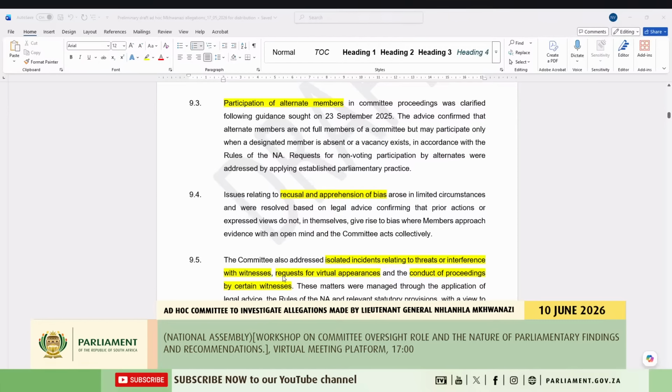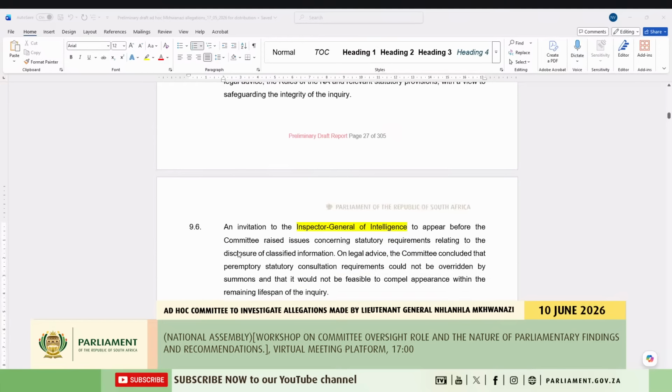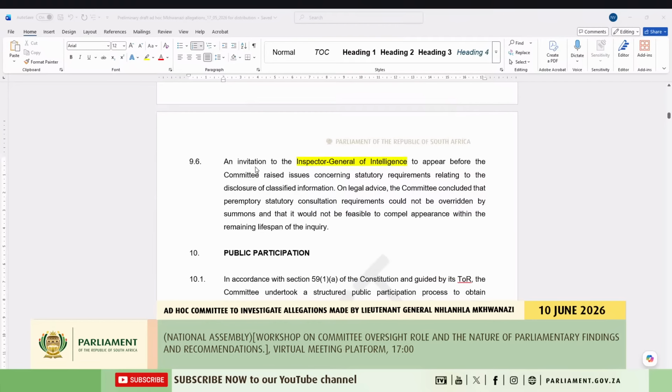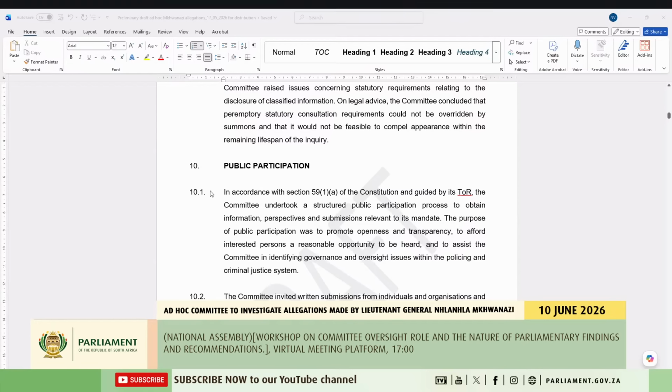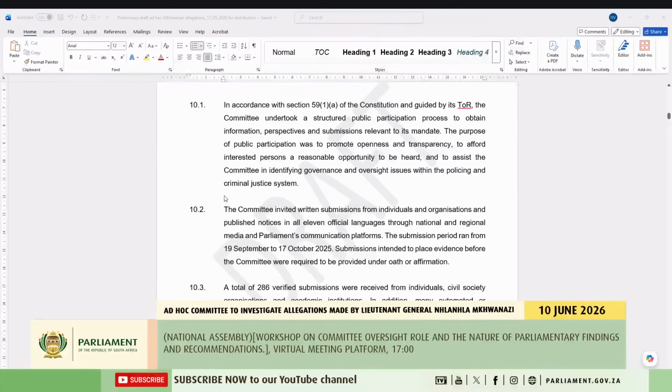And the committee also addressed isolated incidents relating to threats and interference with witnesses, requests for virtual appearances, and the conduct of proceedings by certain witnesses. And also dealing with the invitation to the Inspector General of Intelligence, that he did not appear before the committee.